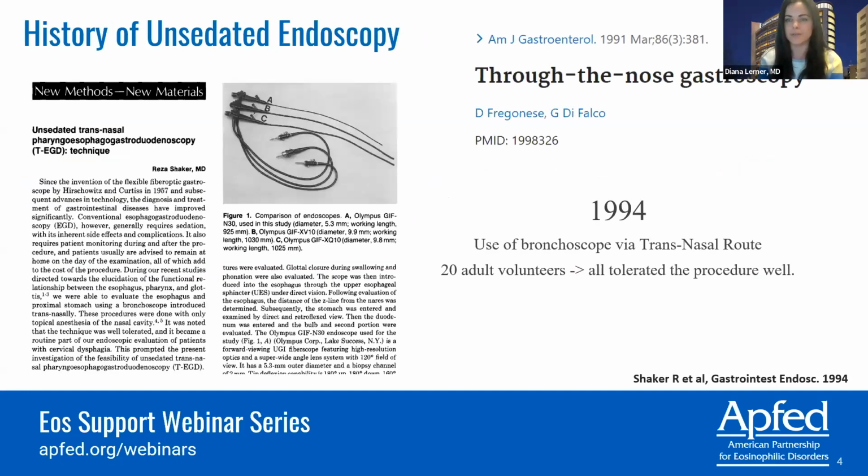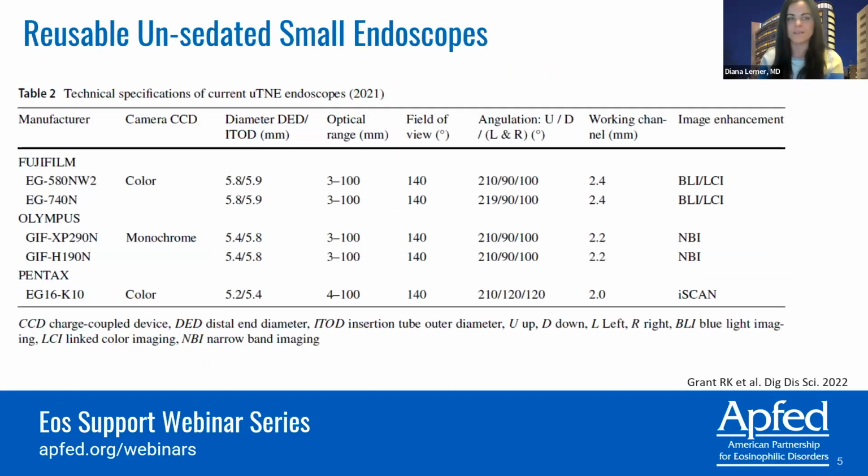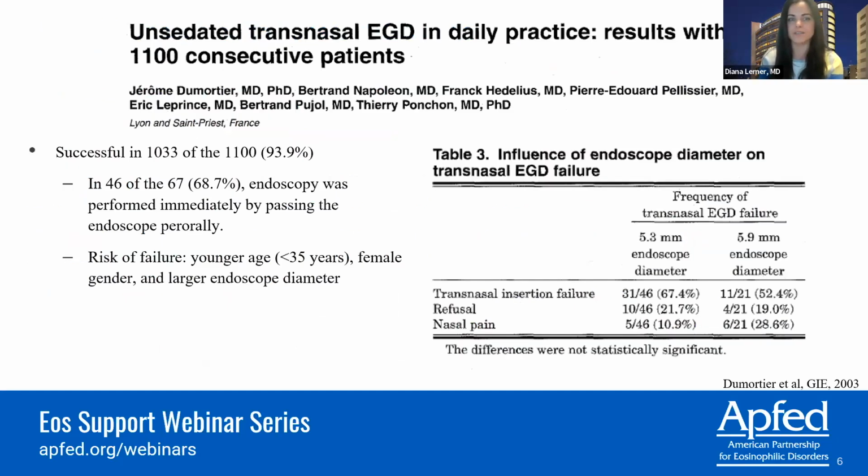And then actually at my own home institution back in 1994, there was a study using 20 adult volunteers comparing unsedated transnasal endoscopy with a bronchoscope that reported a really well-tolerated procedure and high success rates. After that, we had the development of reusable smaller caliber endoscopes in the 5.5 to 5.9 range, which some people call pediatric endoscopes or nasal endoscopes. And after that, in parts of the world such as France, this became a very successful modality.